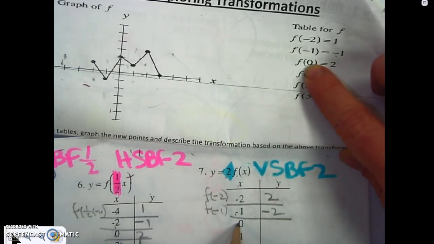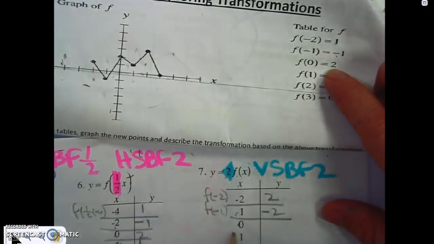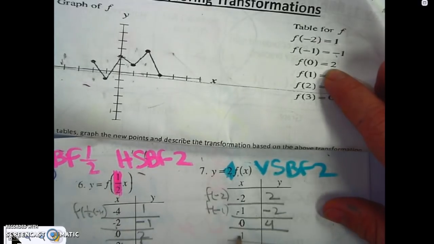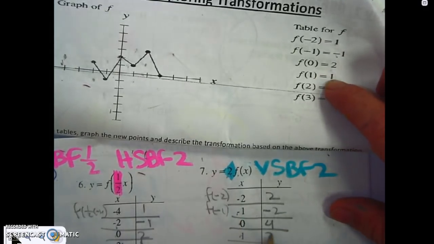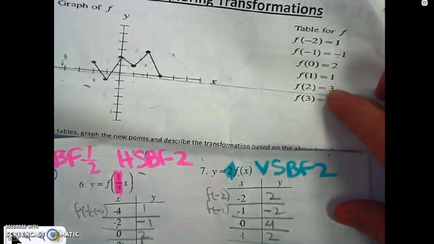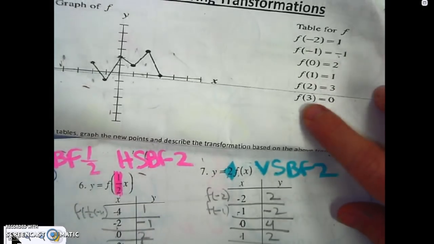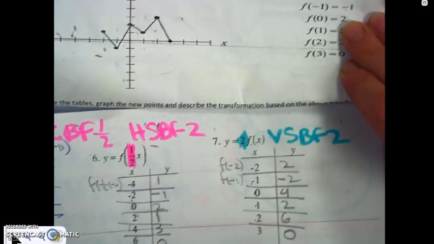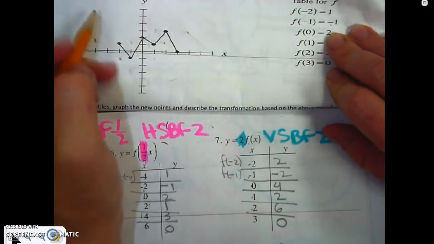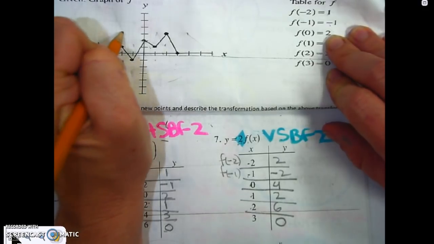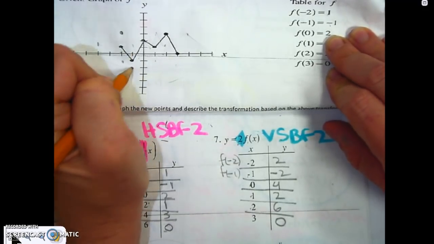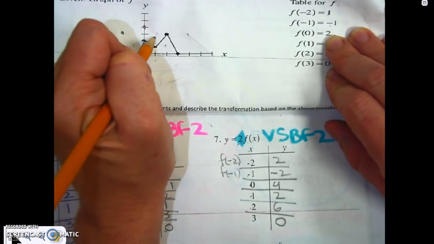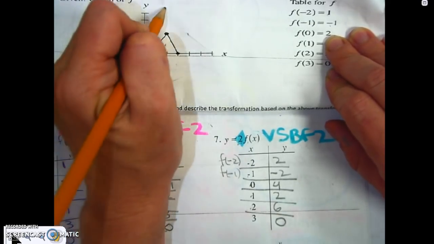F of 0 is 2 times 2 is 4. It's twice the y because we're stretching it, remember? F of 1 is 1 times 2 is 2. F of 2 is 3 times 2 is 6. F of 3 is 0 times anything is 0. So if I'm going to graph this now, and get all the eraser marks, left 2, up 2. Left 1, down 2. 0, 4. 1, 2. 2, 6, up here somewhere.